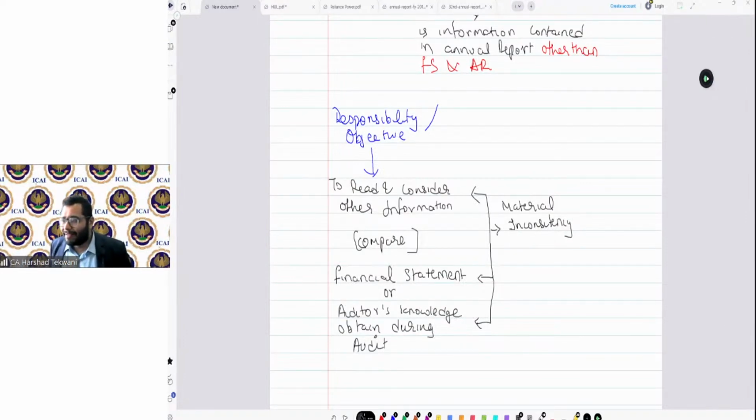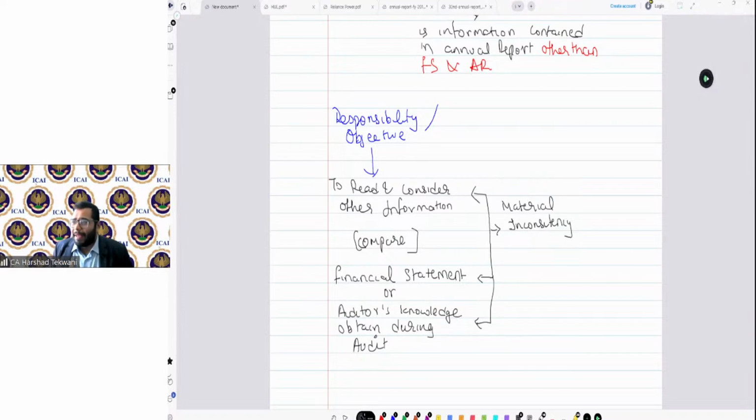Now comes whether this inconsistency is material, that is, important. And how will I understand whether that's material? Some will say, I'll apply a standard on materiality. I'll apply SA 320, Materiality in Planning and Performing the Audit, to understand whether the inconsistency is material or not. The answer is no, because the concept of materiality is applicable on the audit.